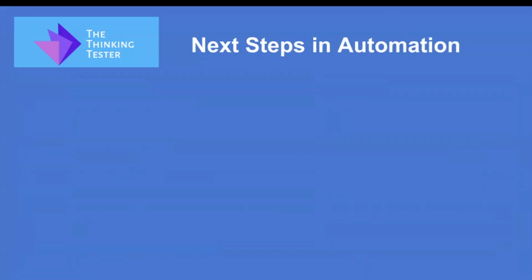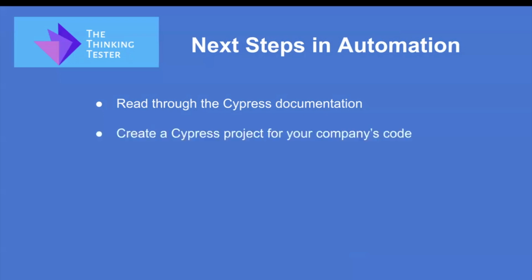So what are some next steps that you can take now that you have started to learn test automation? One thing you could do is read through the Cypress documentation to learn about all kinds of great Cypress features that we didn't cover in these lessons. The Cypress documentation is really well organized and has a lot of examples.